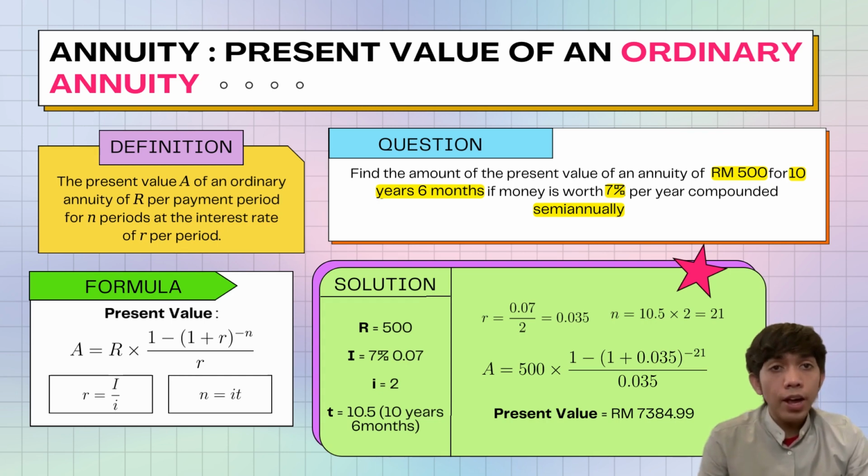After being identified, we can insert all the items into the formula and we'll get the answer, which is 7,384 ringgit 99 cents.